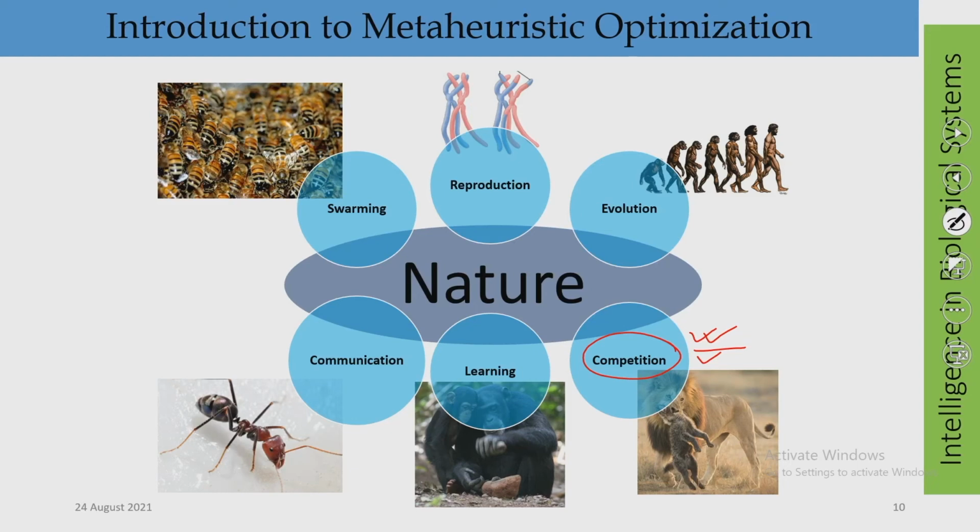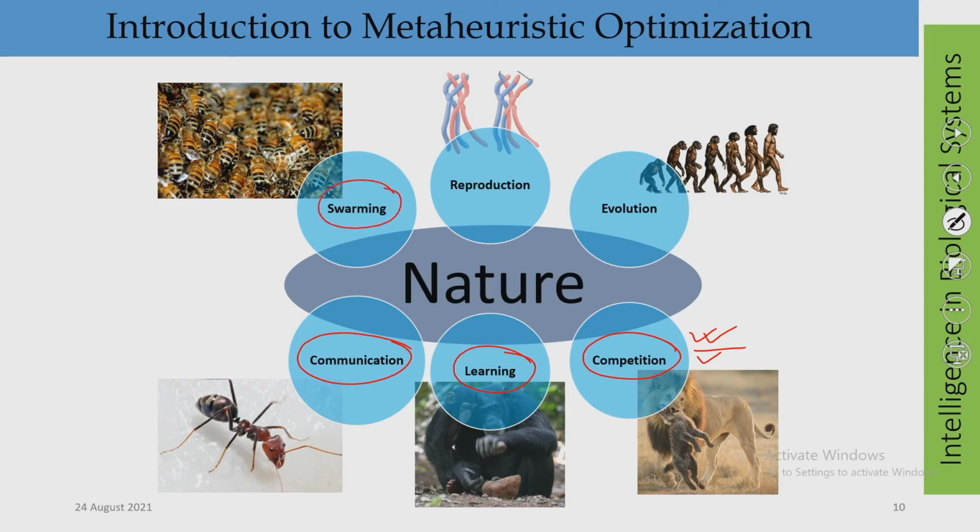Then another is learning. Not only human beings, even animals, even ants, are learning with experience. This is a trial and error based learning method. Then they are also communicating. There is a very good mechanism to communicate with each other. They are communicating with other individuals of that particular species, so there is a good communication method.